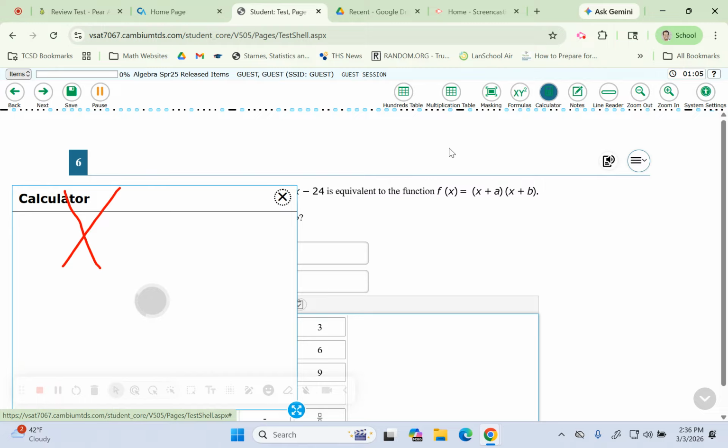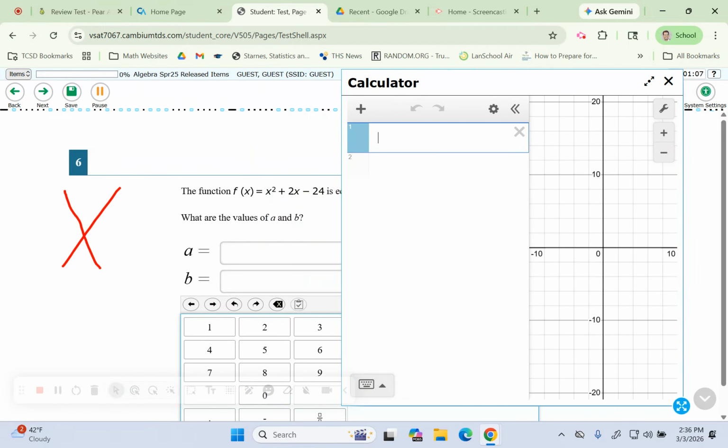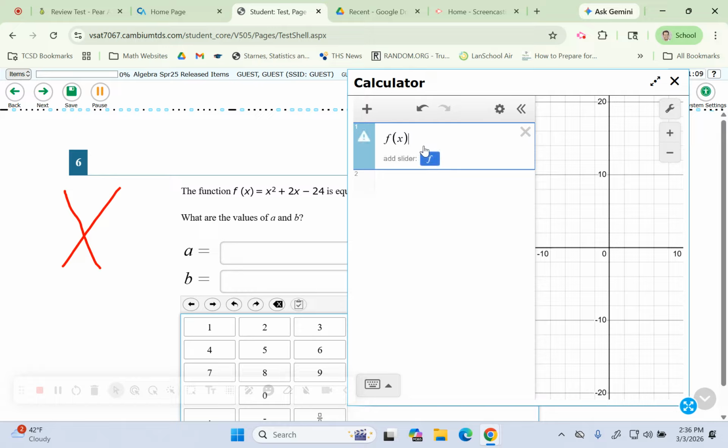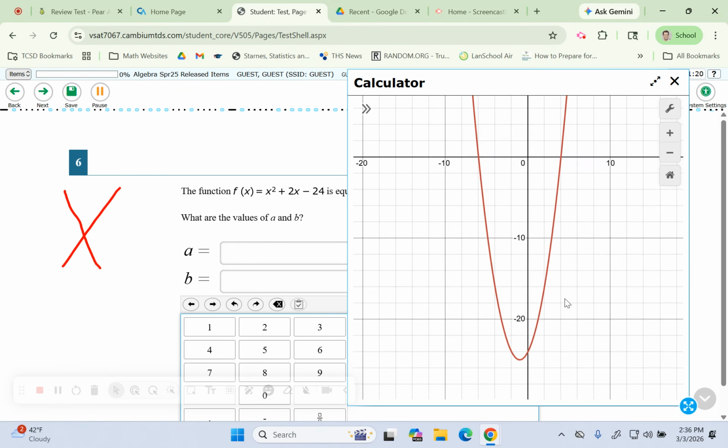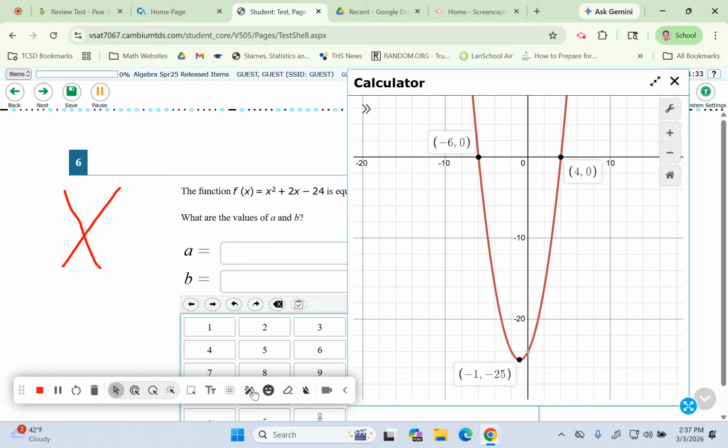So I'll bring up my calculator. Okay, so f of x equals x squared plus 2x minus 24. And when I take a look at this graph, and I'll zoom out, I got the vertex down here, but then I have these two nice points here and here. So remember that when you have a quadratic, these x-intercepts, which are also zeros, also play into the factors. Now, right now, we have -6 and +4.